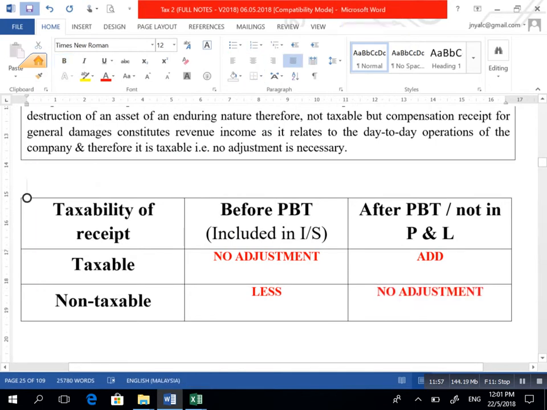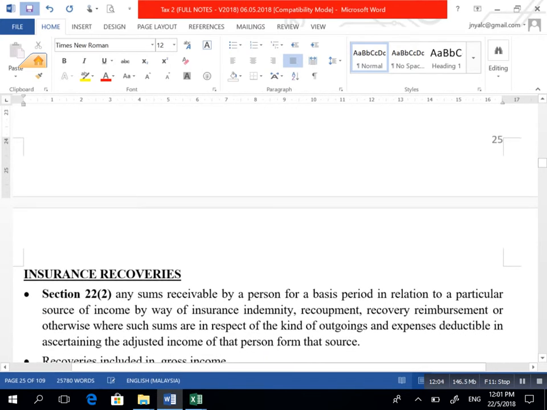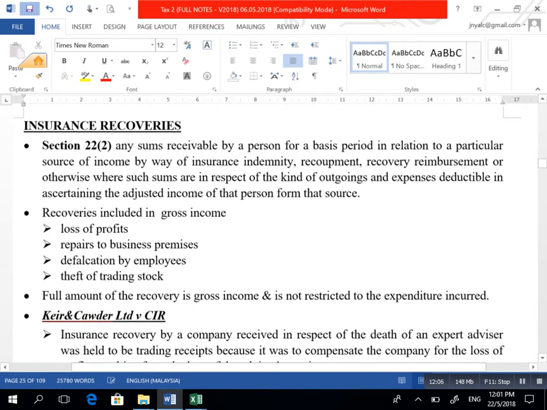Alright, so done. We already talked about the adjustment for income. Let's continue. Now I'll give you some examples of the general income that you will see in a business. This is the first one, insurance recoveries. Insurance recoveries means an insurance claim.